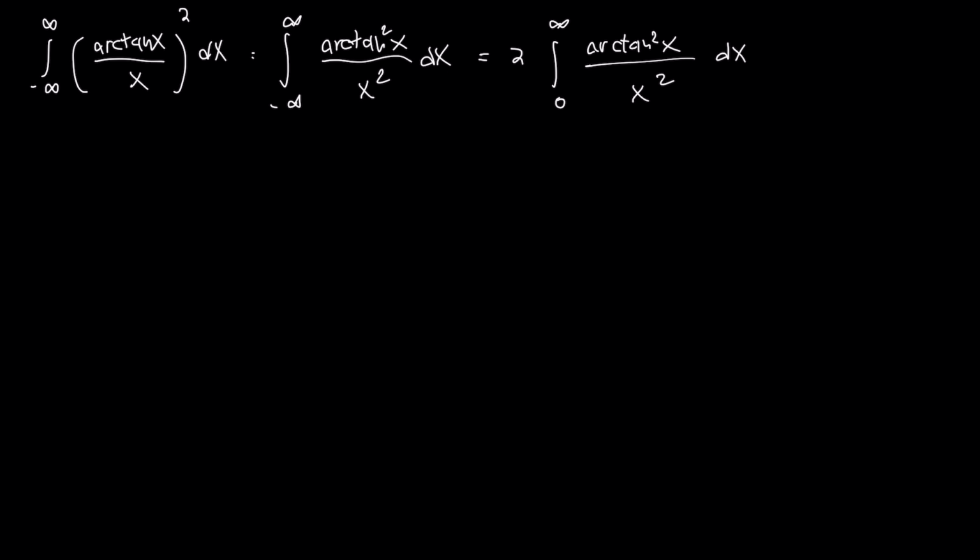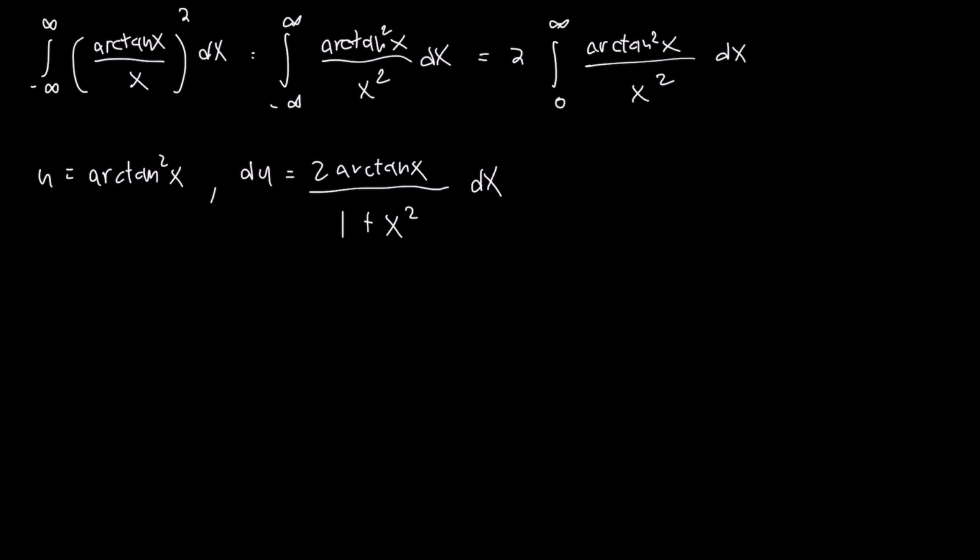And we use integration by parts here. So we're going to let u equal arctangent squared x. But that means that du equals twice the arctangent of x times the derivative of the arctangent, which is 1 over 1 plus x squared, dx. And that means that dv equals 1 over x squared, and v equals the integral of 1 over x squared, which is minus 1 over x.